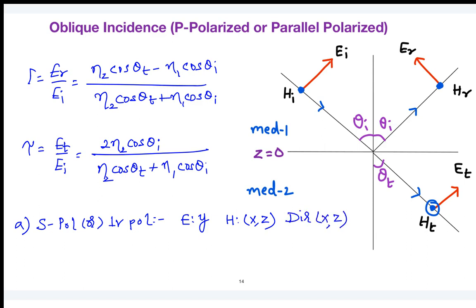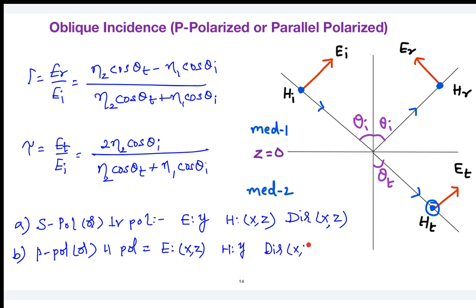And similarly, this is the P polarized or parallel polarized. So your electric field lies in the XZ plane and your magnetic field lies in the Y direction. So again, the direction of propagation is in the XZ plane. Do you have any questions at this moment, or shall I go ahead? Okay, then we'll go ahead now.